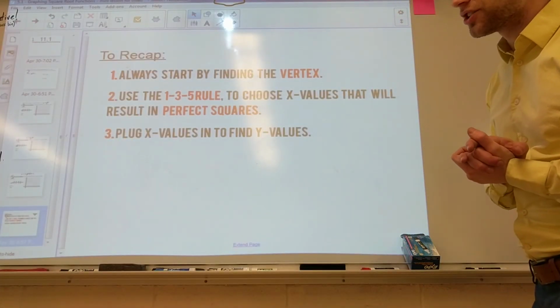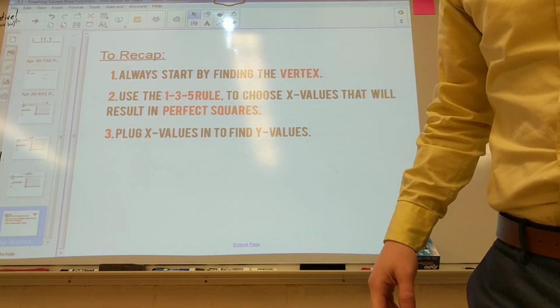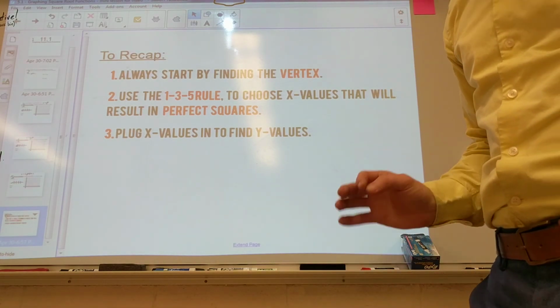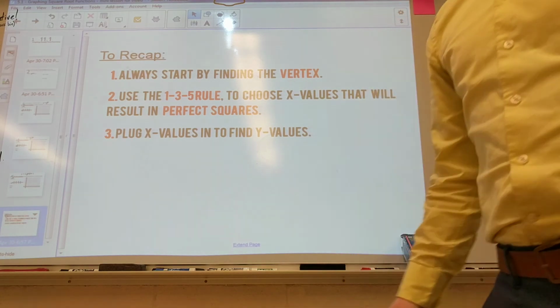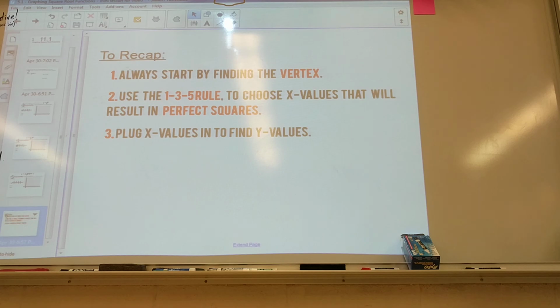That is essentially all you need to know. So at this point, I would like you to turn your page over and work on 2b, graphing it as well as naming the transformations, vertex, and domain and range.